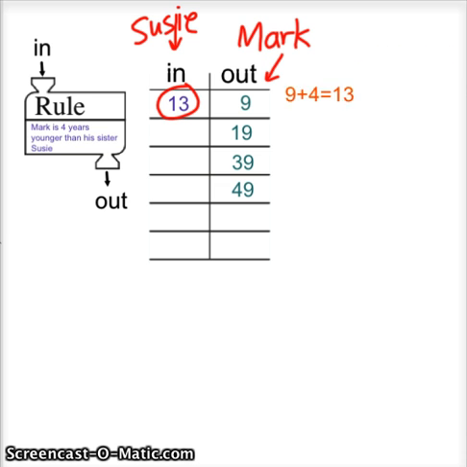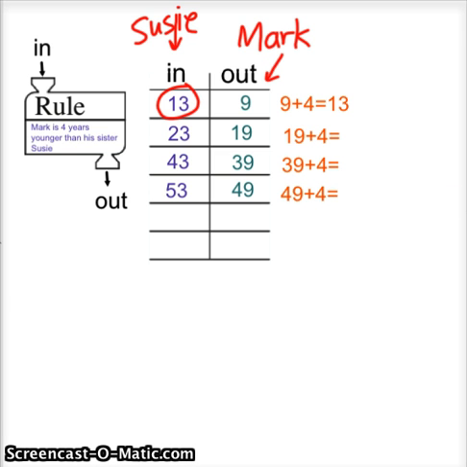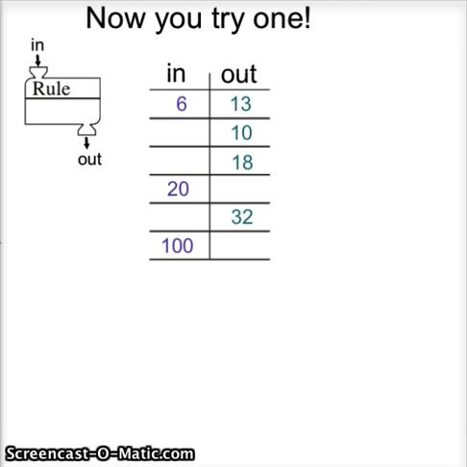So we can take 9 plus 4 to get 13. We can take 19 plus 4, and Susie must be 23. 39 plus 4, well, Susie would be 43. And if Mark was 49, we would add 4 to get Susie's age, which is 53. And you can fill out the empty ones at the bottom if you'd like.